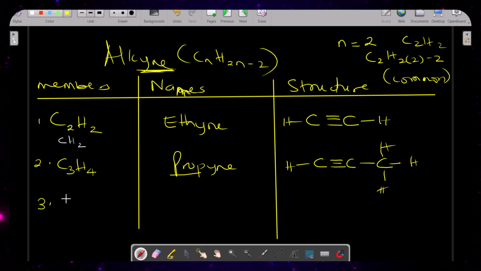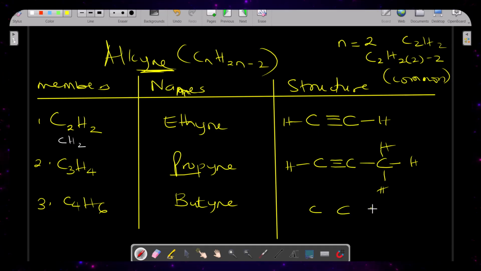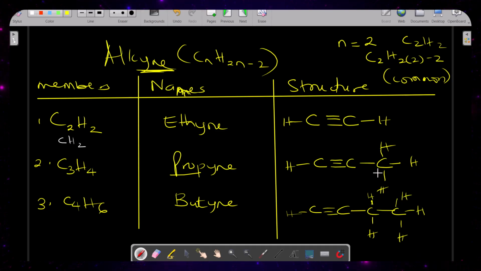Then the next member, adding again, is going to be C4H6, and this is called butyne. For butyne, I'm going to have 1, 2, 3, and 4 carbons. Then I'll put 1 here and 1 here. This carbon, I don't need to put extra hydrogen, because if you count, I have 1, 2, 3, and 4, so it's complete. I will now put 1 on top here, 1 here, then this one will complete it, making 1, 2, 3, and 4. So we have hydrogen, hydrogen, and hydrogen. So this is for your butyne.